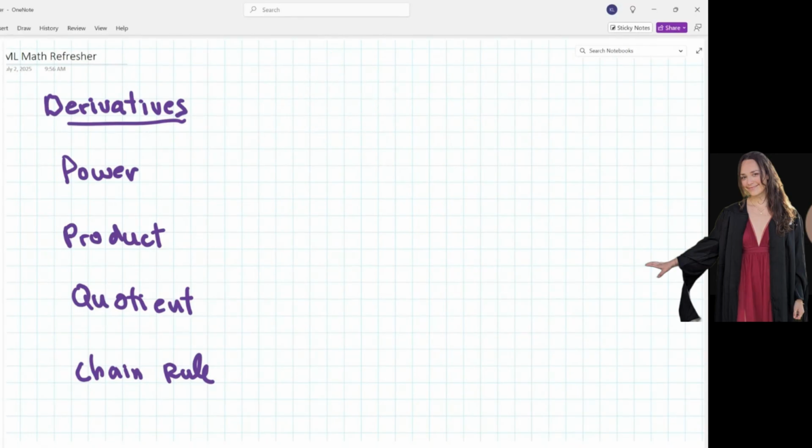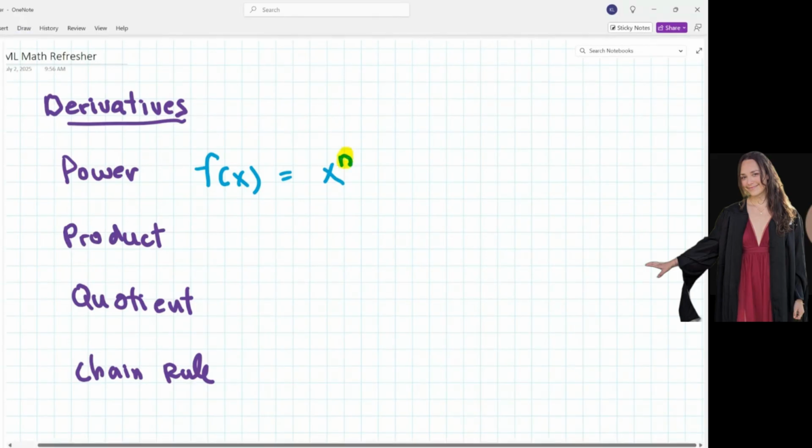So for our beginning, we're going to start with power rule right over here. Power rule tells us that if we have some function f of x, and it equals, let's say, x to the power of n. So power rule has to do with when we have an exponent. In this case, n can be any integer. In terms of mathematical notation, we can write n is an element of the integers, which essentially means n can be any whole number, positive or negative.